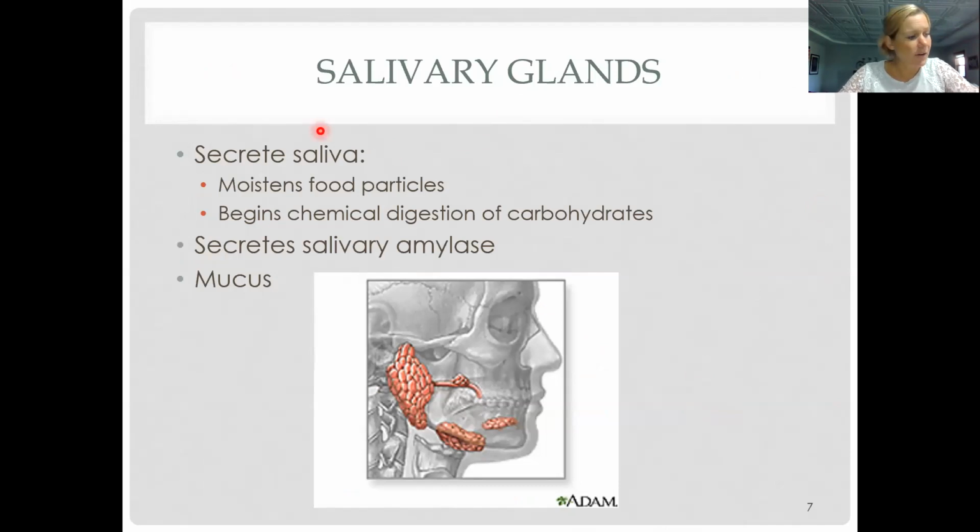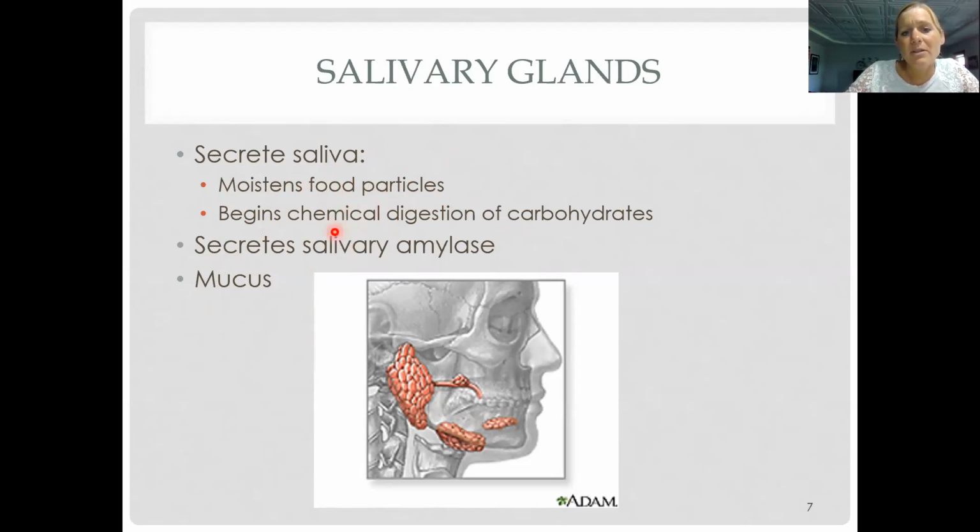Okay, so salivary glands are going to help us to do a couple different things. Number one, it's going to allow us to secrete saliva, and saliva includes salivary amylase and mucus both. The goals of saliva in general are to help us to moisten those food particles. And again, if you remember back to the sensory physiology unit when we talked about taste, it's important that the food molecules are dissolved in a fluid or a liquid of some sort in order for us to be able to actually receive the taste of those items. So saliva will help us with that.